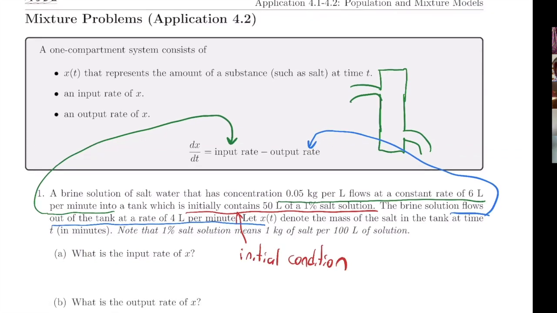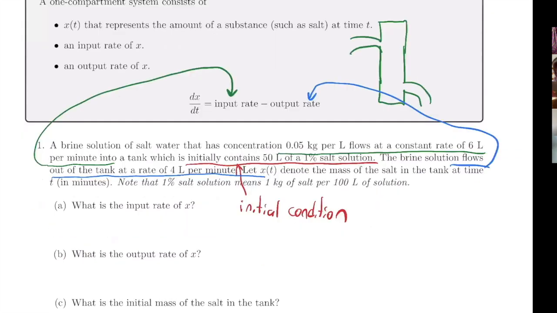The way that we thought about setting this up last class was to think about two separate models that we can combine. We can model the rate at which salt is going into the tank, we can model the rate at which salt is going out of the tank, and then we can combine those two models.